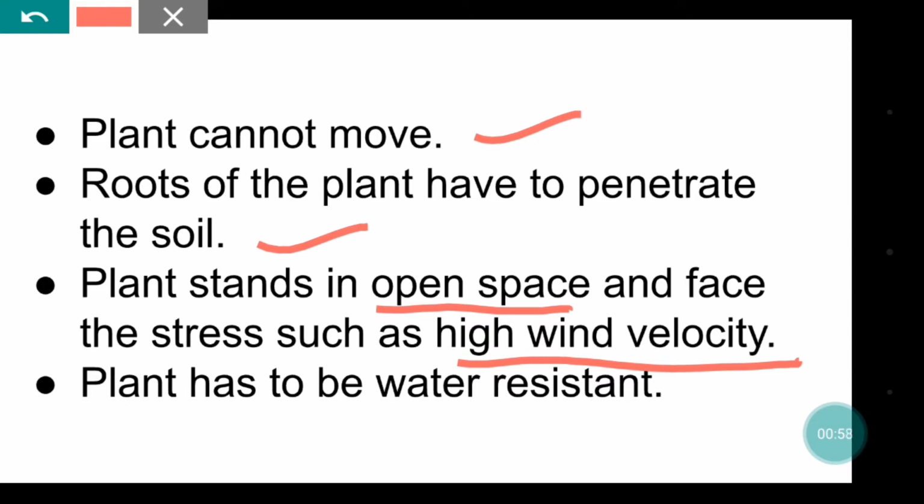A plant has to be water resistant, otherwise what will happen? Any part may get dissolved in the rain, but it doesn't happen, right? So from where does it get this property, that is water resistance? From the cell wall, right?